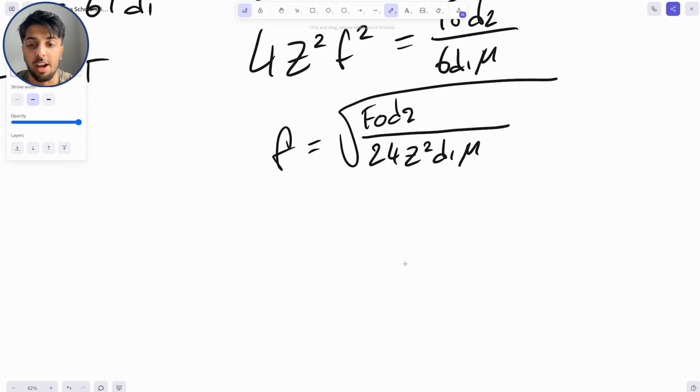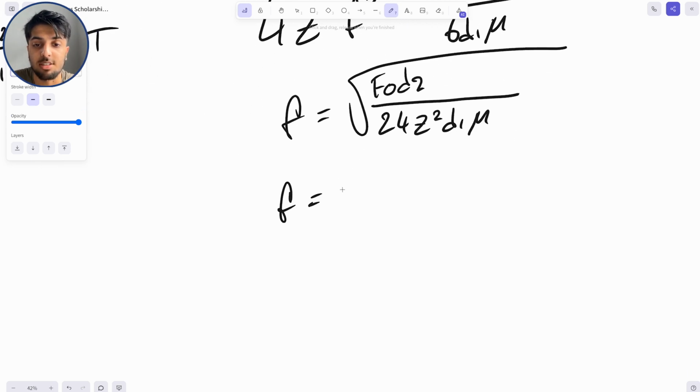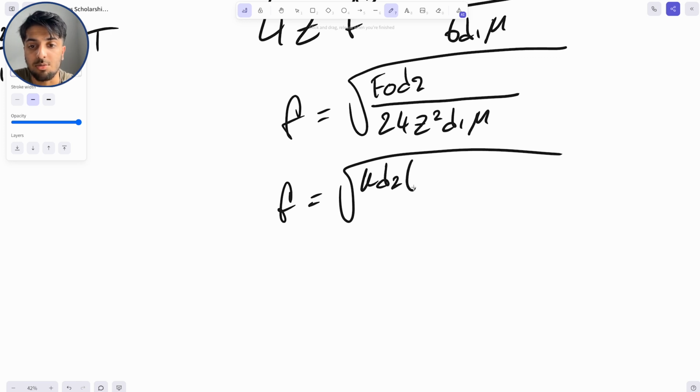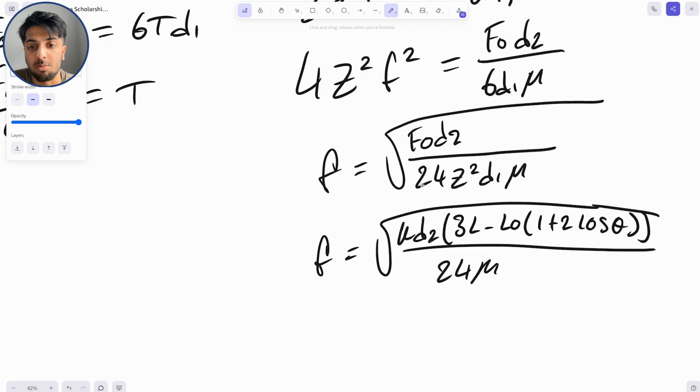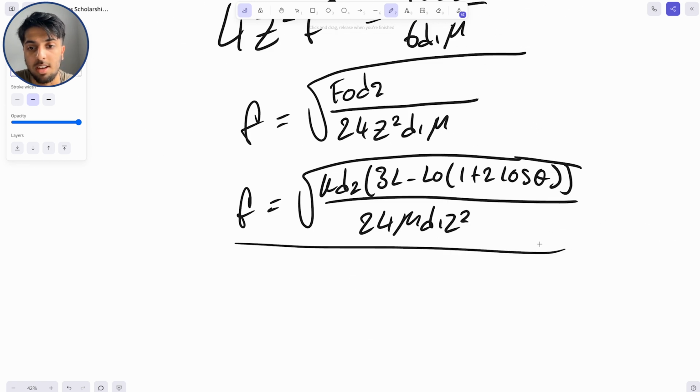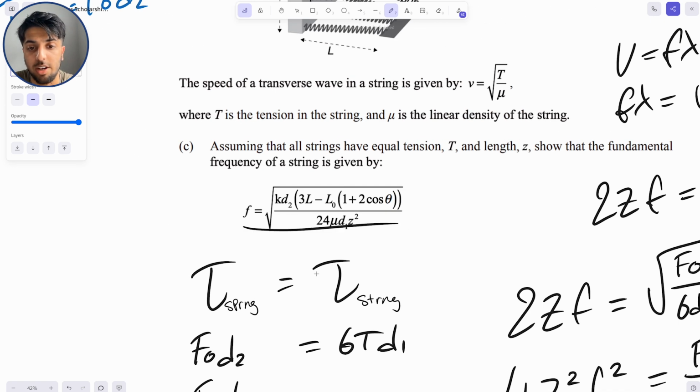Finally, plugging in our F0, we get f is equal to the square root of k D2 (3L minus L0)(1 plus 2 cos theta) all over 24 mu D1 z squared. And that right there is our final equation.